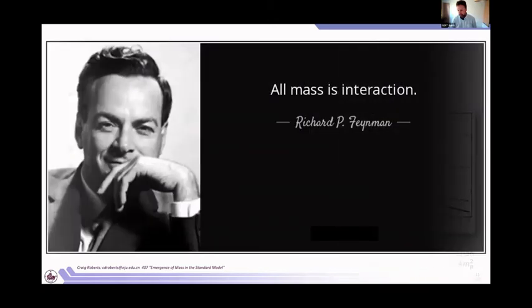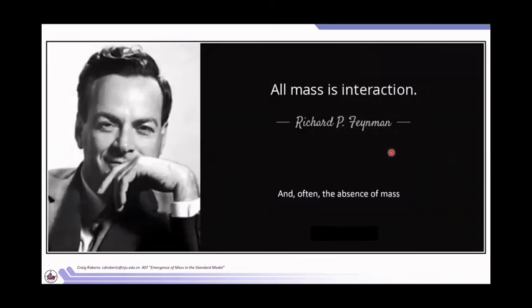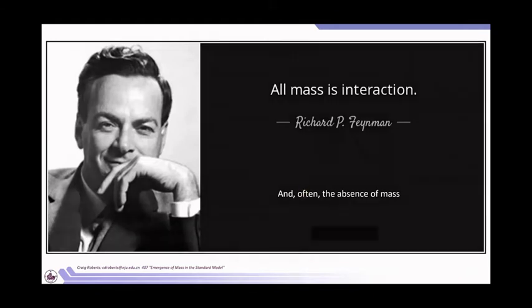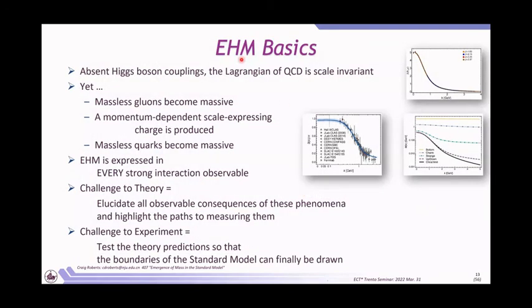So that is saying something that Feynman also said, that all mass is interaction. And the flip side of that is that often the absence of mass is also the result of interaction. So these are the emergent hadron mass basics. In the absence of a Higgs boson coupling, the Lagrangian of QCD is scale invariant. Yet massless bosons become massive. A momentum-dependent scale expressing a charge is introduced, and massless quarks become massive.